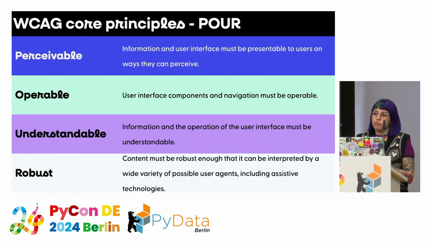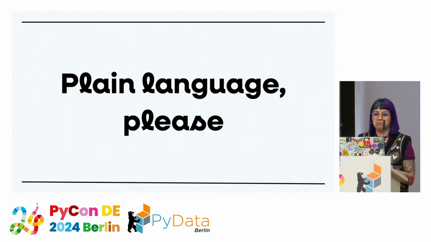There are four main principles that form these web content accessibility guidelines. Generally, we are based on four principles that are perceivable, operable, understandable, and robust. And I understand this is quite a lot, and there is a lot of jargon. In the spirit of making this more inclusive and easier to follow, let's just use plain language.